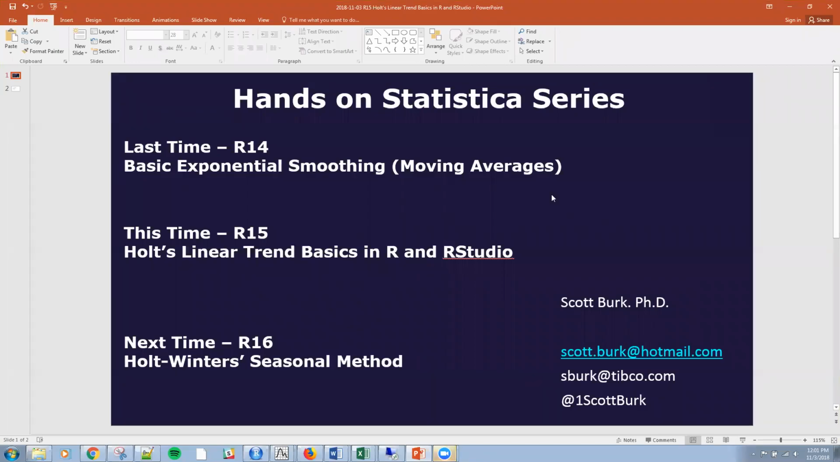So today we're going to be picking back up in R. If you follow my series, I cover a lot of different analytic solutions, but right now we're talking about R, specifically forecasting in R. We talked about basic exponential smoothing or moving averages last time. This time we're going to be talking about Holt's linear trend and do a little bit of R in RStudio, and then next time we're going to do Holt's seasonal method in R and RStudio as well.